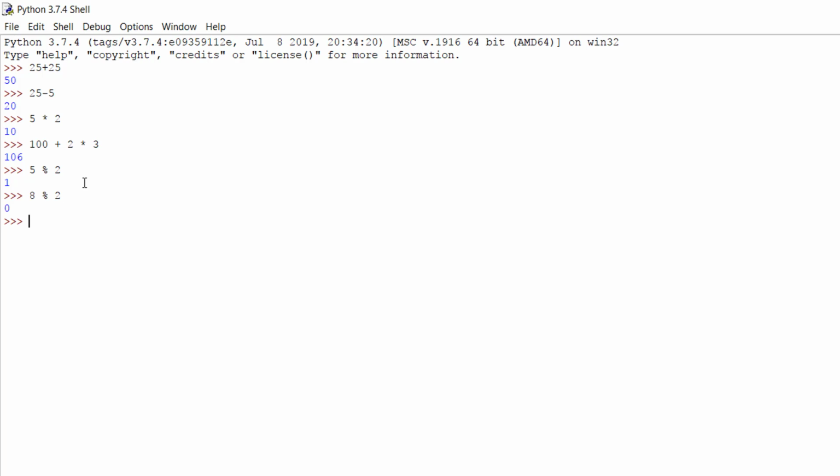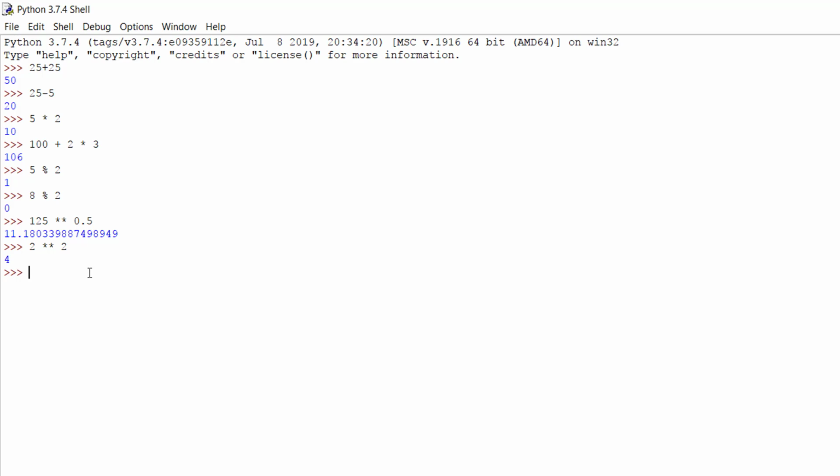So now let me give you an example of the exponent. If we type 125 exponent 0.5, it should be 11.18 and so on, because it gives you the root of 125. And also if we type 2 exponent 2, it should be 4. So it works the same as exponents work in mathematics.